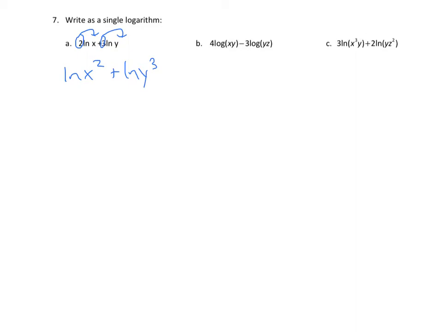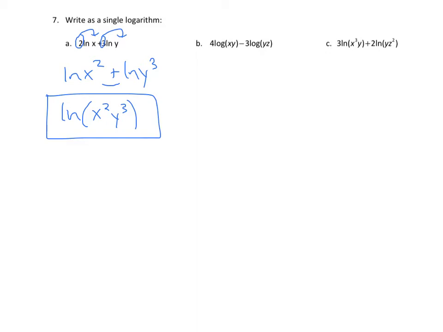And then to condense it or smush it into one log, since I have addition, I'm going to multiply the inside parts of the log. So we get the natural log of x squared times y to the third. And now I've condensed it into a single log.